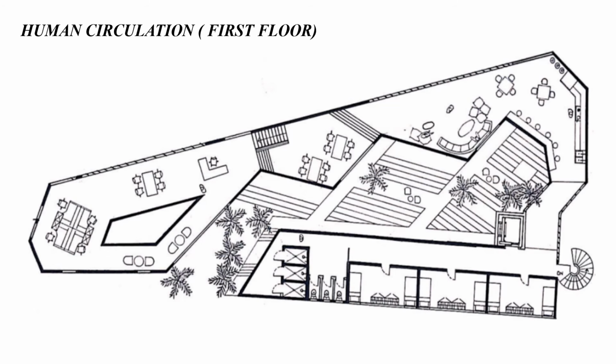So for the human circulation, for the first floor plan, the workers will go up and then there will be a working area and office area that is connected all around the building for the workers.